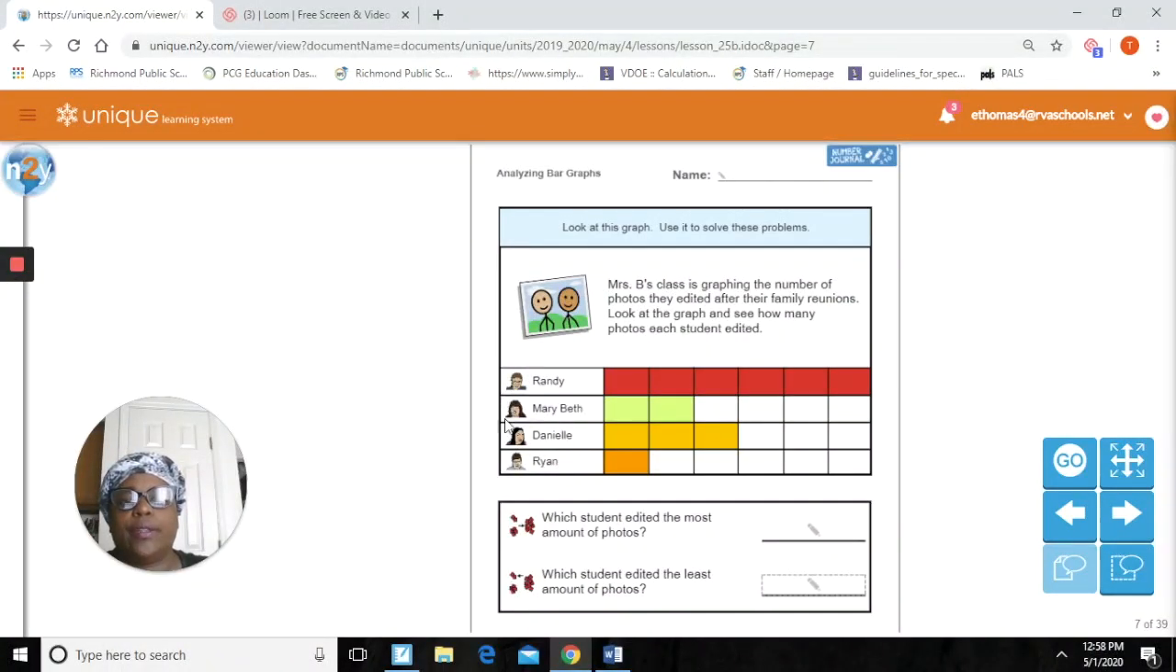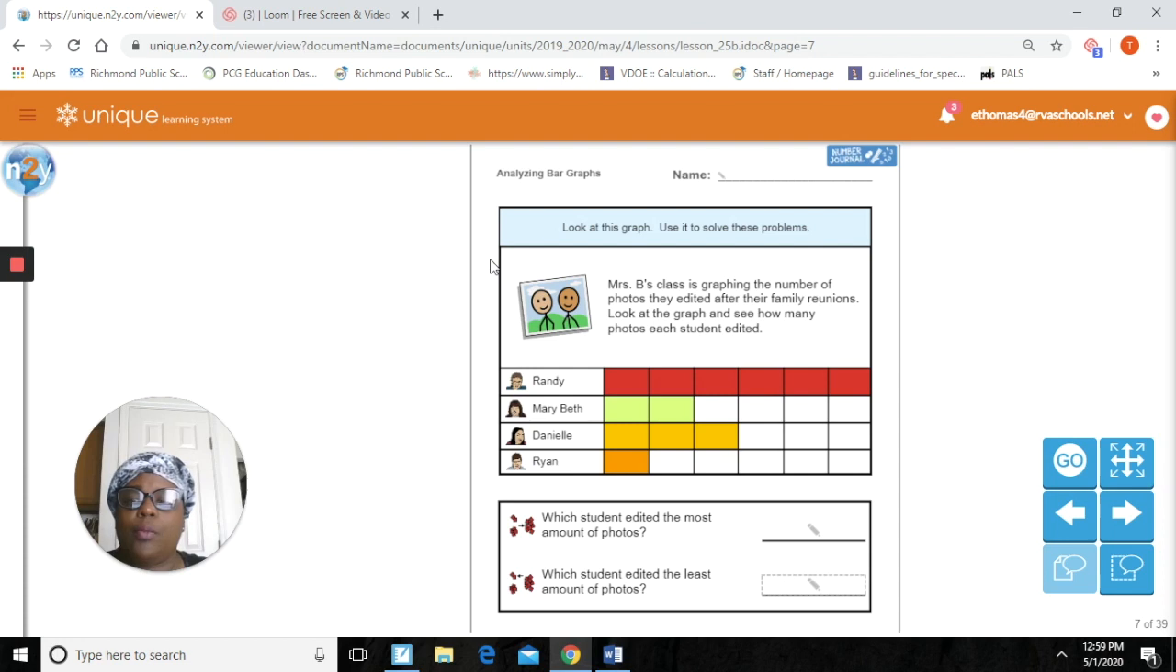If you notice here, you are looking at a graph, okay? This is a bar graph, okay? Why? Because you see you have bars here. And our activity is called Analyzing Bar Graphs. Now you may say to yourself, what is a graph? A graph represents information.